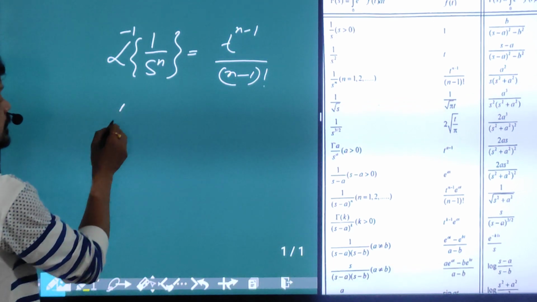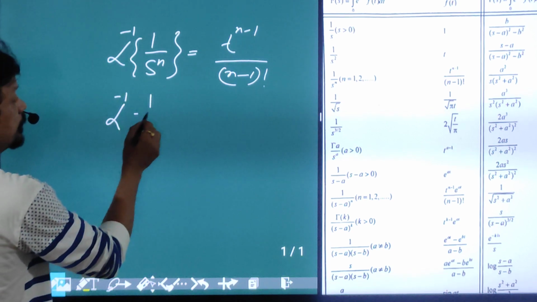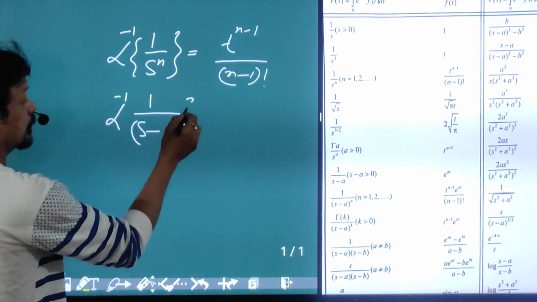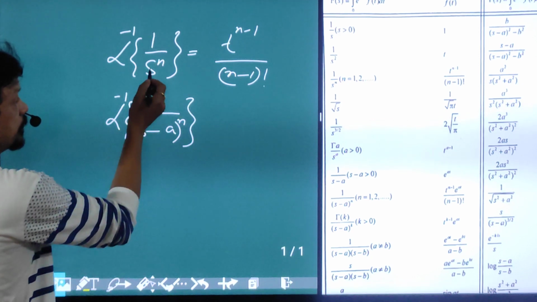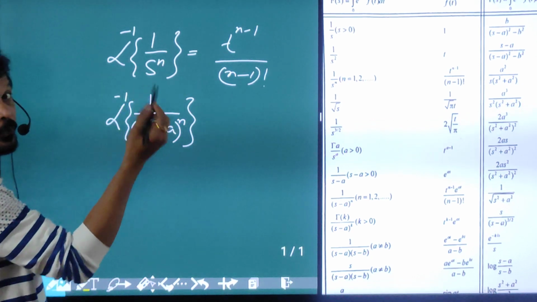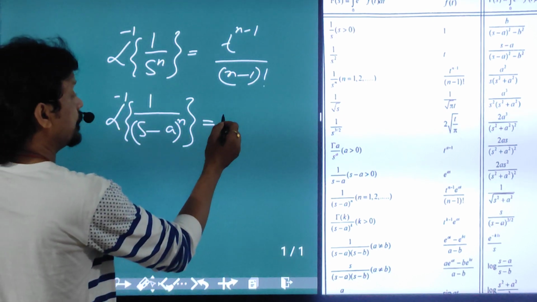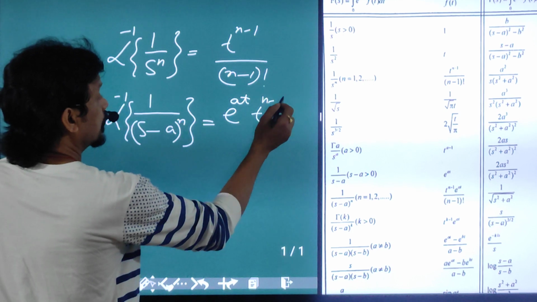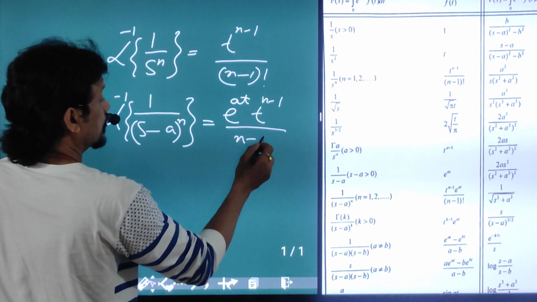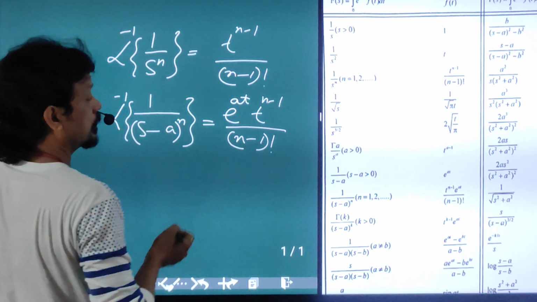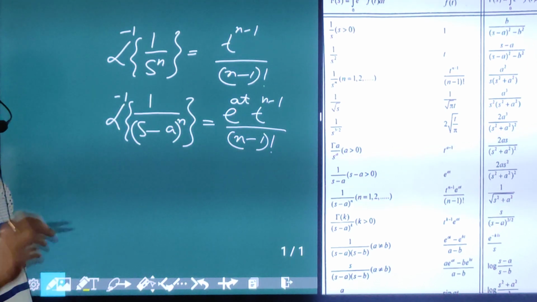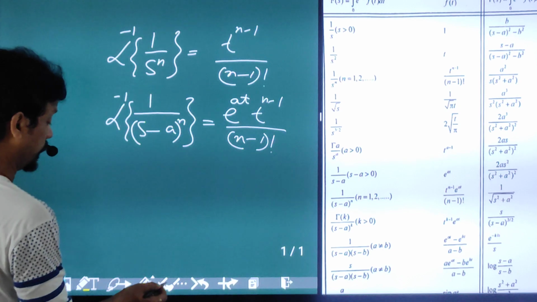Clear? Again, Laplace inverse of 1 by (s minus a) to the power n. That means in place of s I have written s minus a. So by the shifting theorem, it is the same thing, but you should multiply by e to the power at. Clear? So now we have to do the problems.